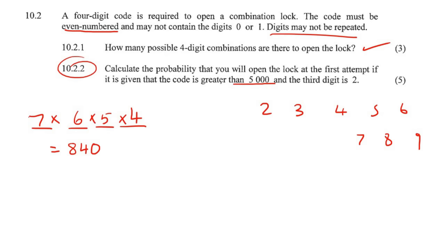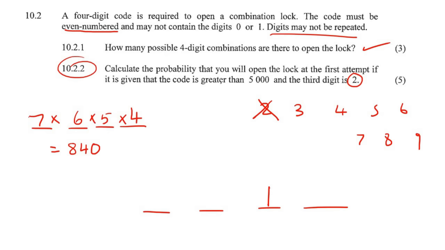All right, so if the third digit is a 2, then we know that this one has to be a 2. So there's only one way we can choose that one. There is only one number you can choose there. You cannot choose 3 or 4 numbers. You can only choose one number there. Then the number has to be greater than 5,000.